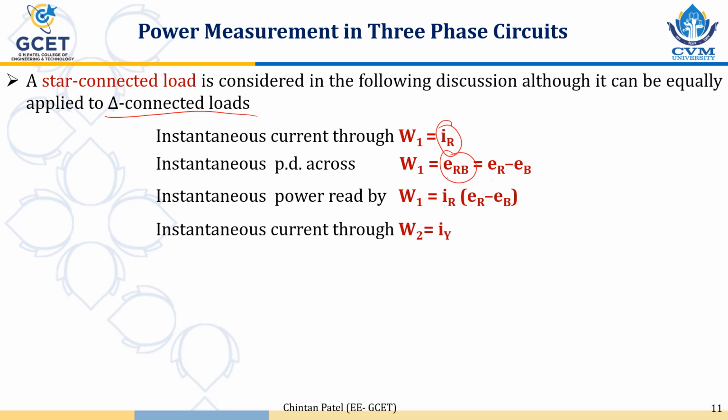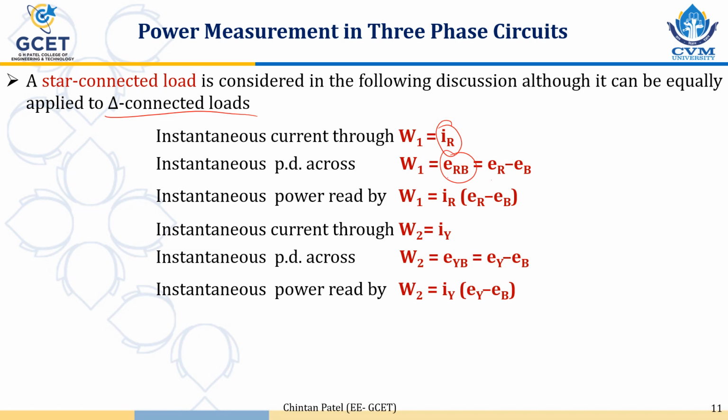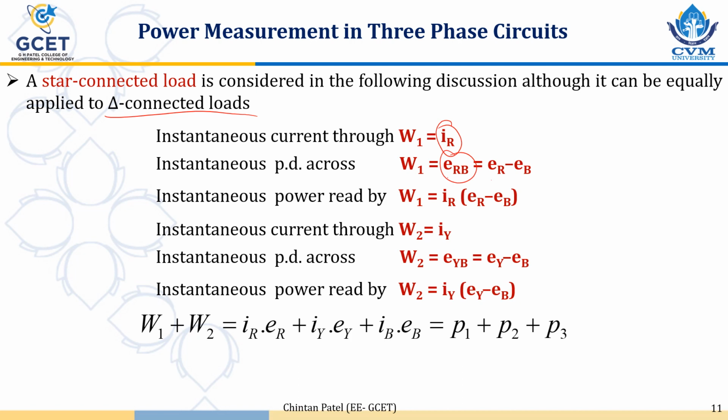Similarly for W2, the current through W2 is IY. Potential measured by W2 is EYB. It is nothing but EY minus EB. And the power measured by W2 is IY into EY minus EB. Now what is the total power? Total power is W1 plus W2. So here W1 plus W2 is nothing but IR into ER plus IY into EY plus IB into EB.